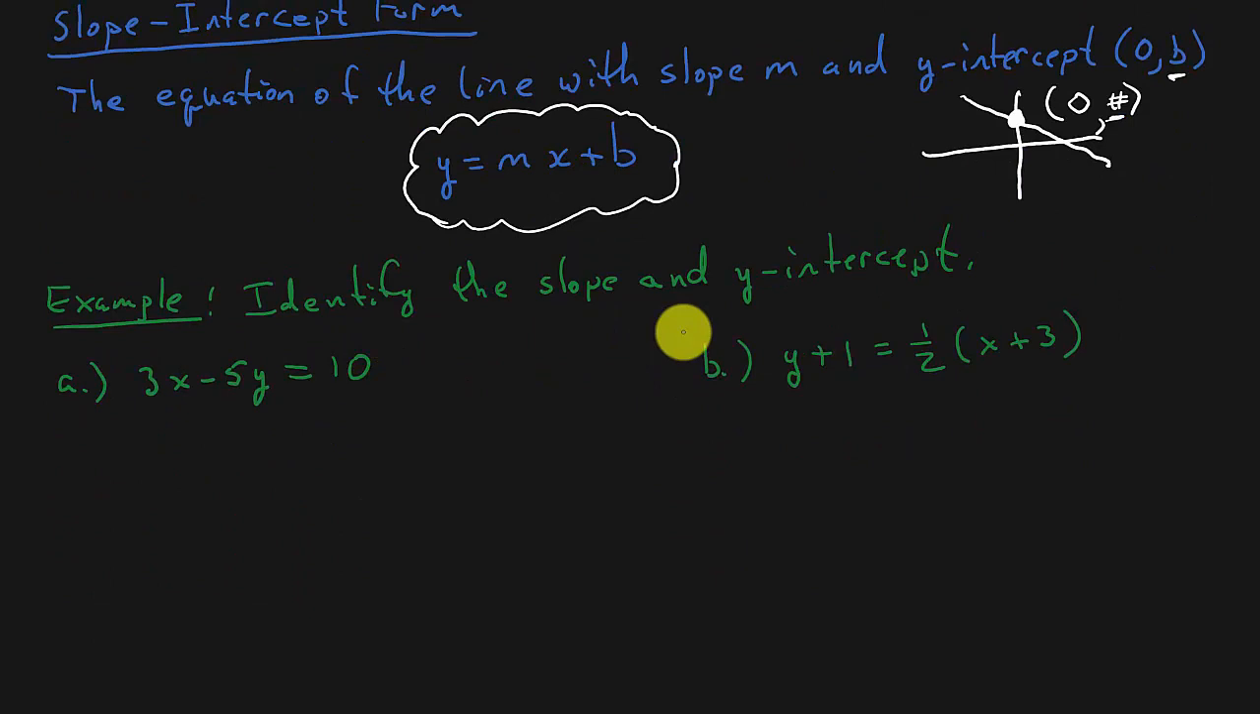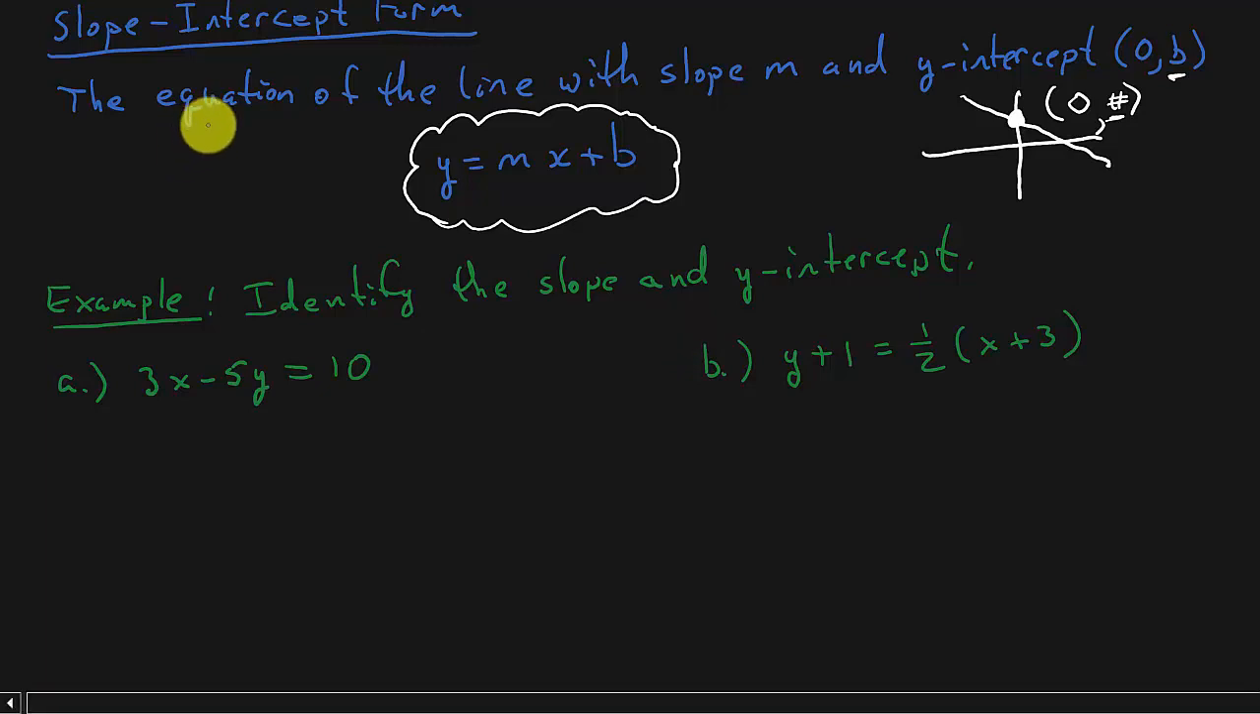Okay, well, how do we do that? Well, in this one, they give us 3x minus 5y equals 10, don't they? They give us the equation of a line, and they want us to find the slope and the y-intercept. So it looks like from this up here, all I need to do is solve for y. And then the number in front of x is my slope, and this number right here is my y-intercept. So, okay, let's solve.